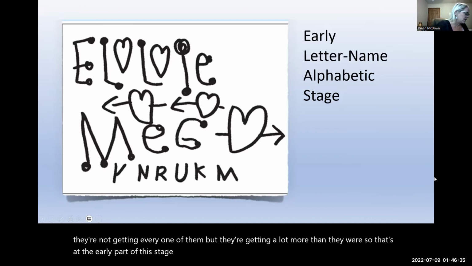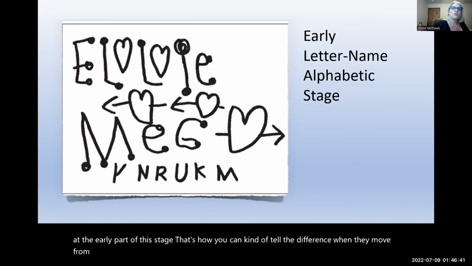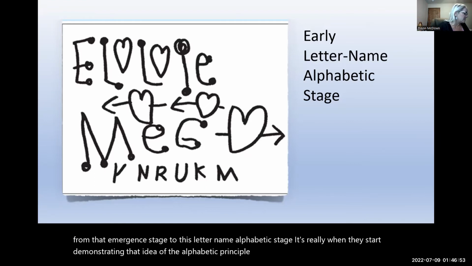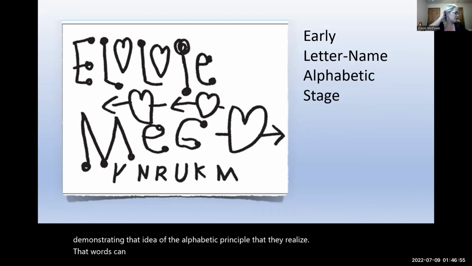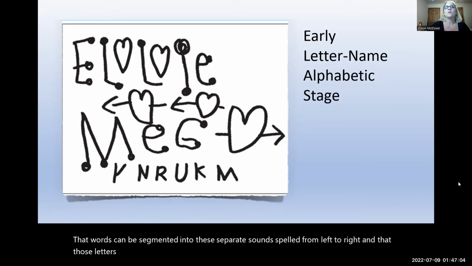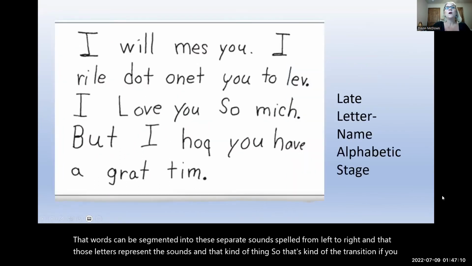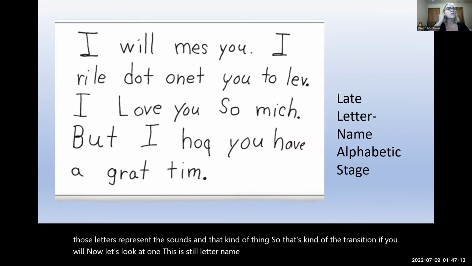That's how you can tell the difference when they move from that emergent stage to this letter name alphabetic stage. It's really when they start demonstrating the alphabetic principle, that they realize that words can be segmented into separate sounds spelled from left to right, and that those letters represent the sounds. So that's the transition, if you will. Now let's look at one. This is still the letter name alphabetic stage, but you can see this is a lot more advanced than the previous one.